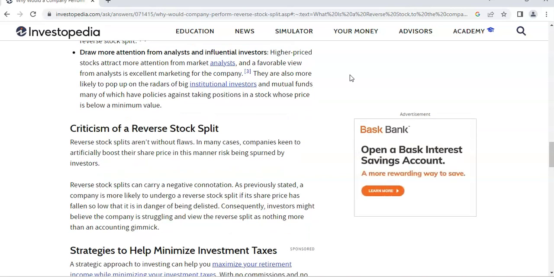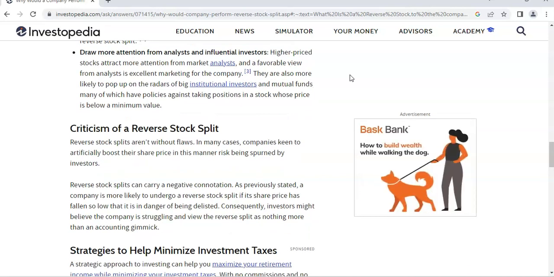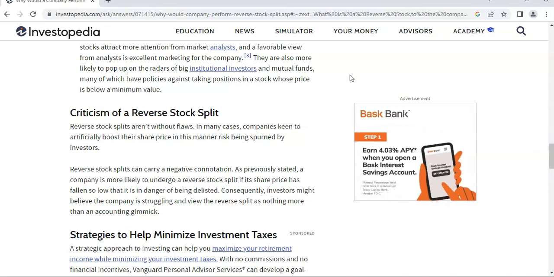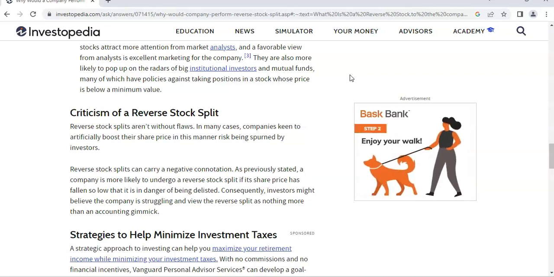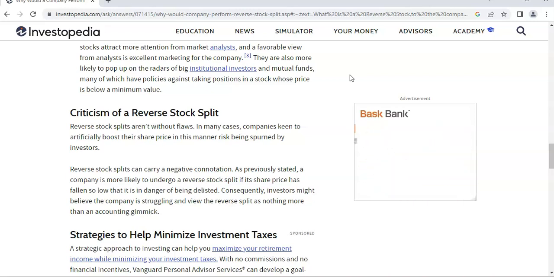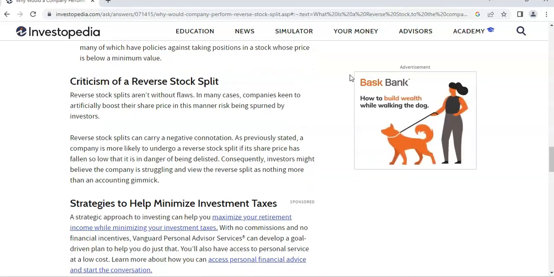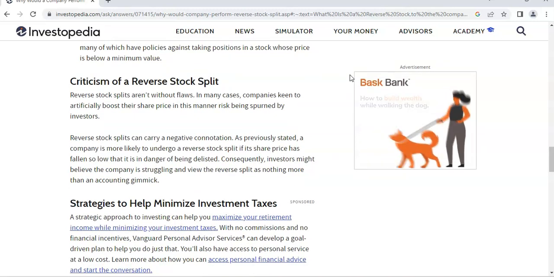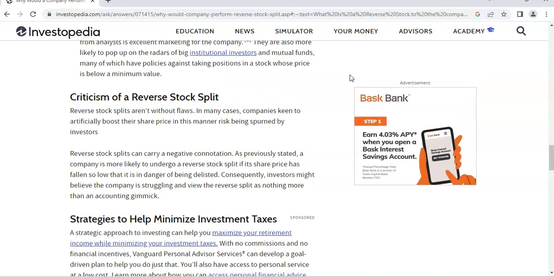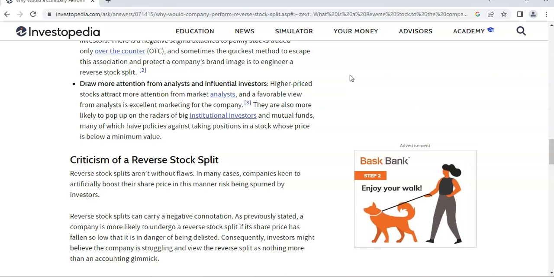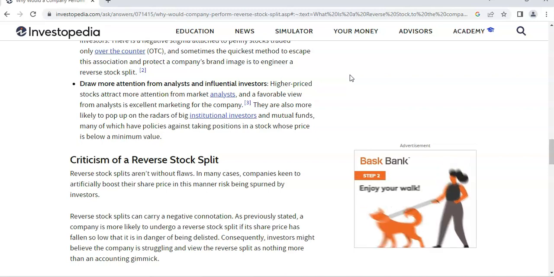Draw more attention from analysts and influence investors. High-priced stocks attract more attention from the market and analysts, and a favorable view from analysts is excellent marketing for the company. They are also more likely to pop up on the radar of big institutional investors and mutual funds, many of which have policies against taking positions in stocks whose price is below a minimum value. Just hang with me because we'll talk about CEI more in a second. We just want to get through this article.